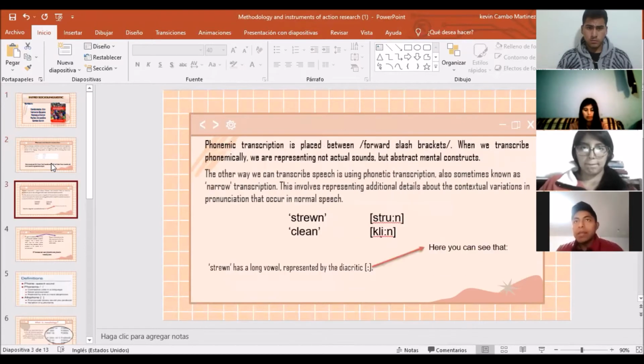The next slide, please. Phonemic transcription is placed between forward slash brackets. When we transcribe phonemically, we are representing not actual sounds.